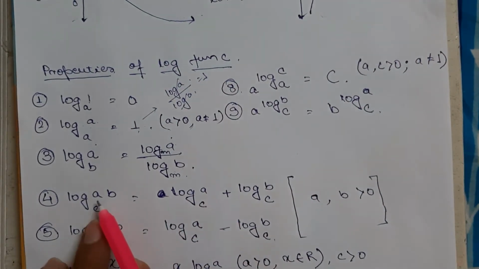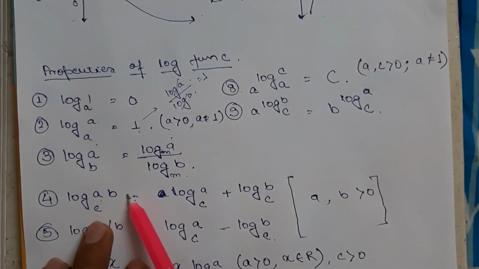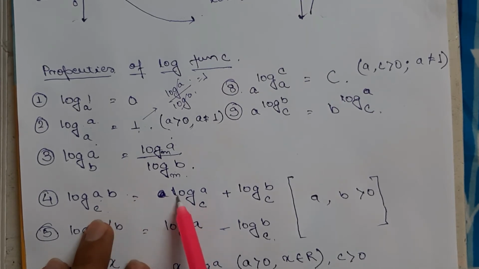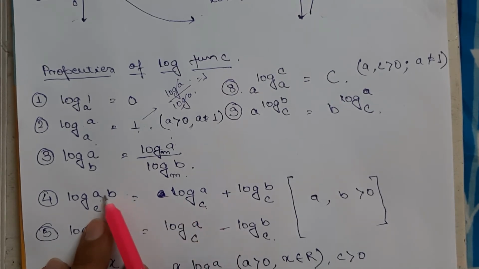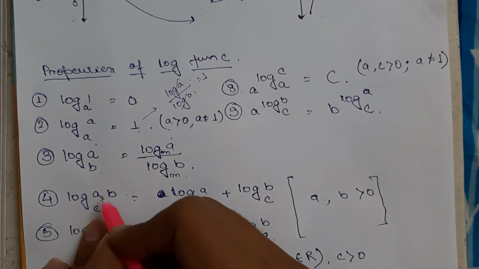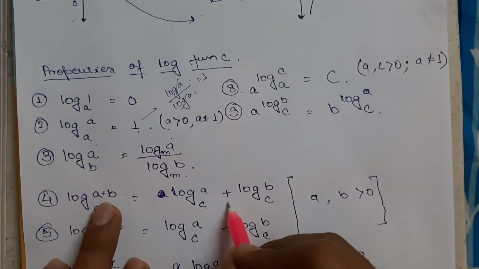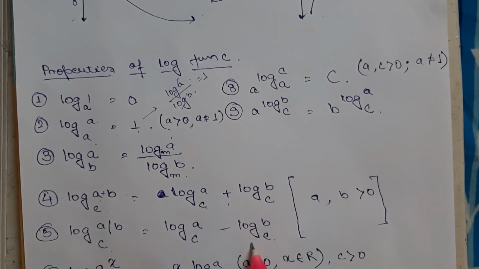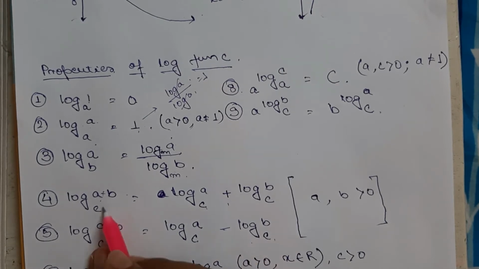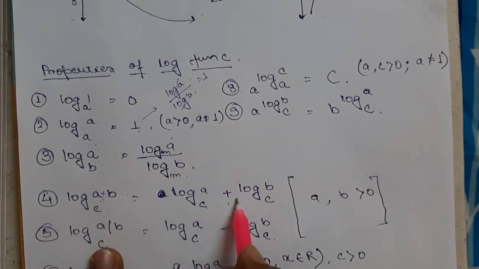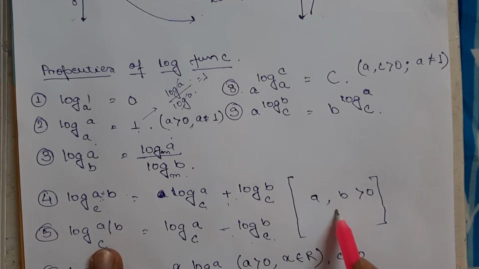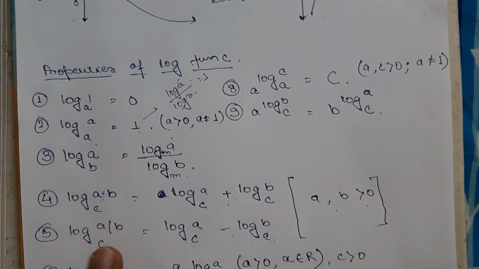The next property is A into B, base C, then it gives log A plus log B, base C. When there is a multiply between them, it gives plus, and when there is a divide, it gives minus. Very easy to remember, right? When there is multiply, it gives plus, when it is divide, it gives minus, and in both cases A and B should be greater than 0.